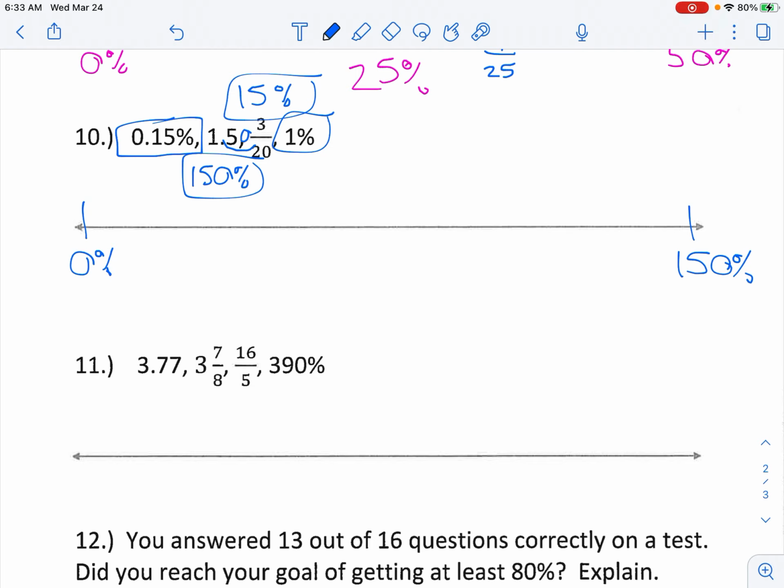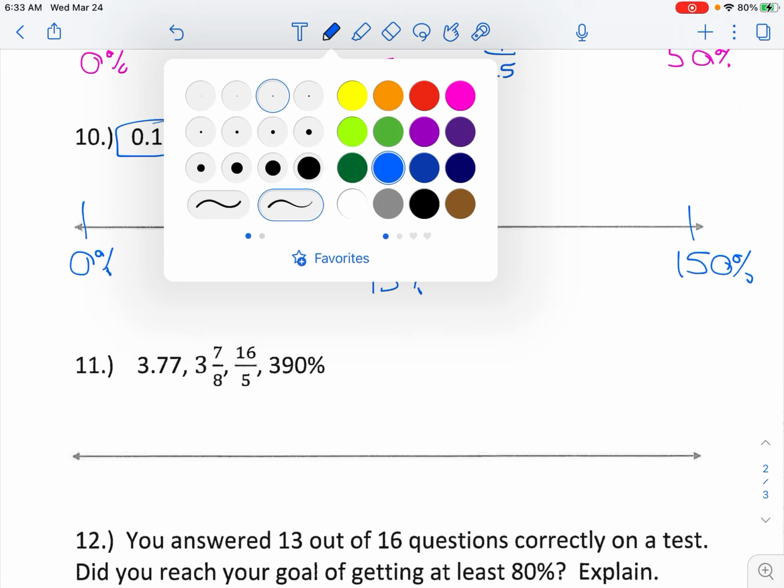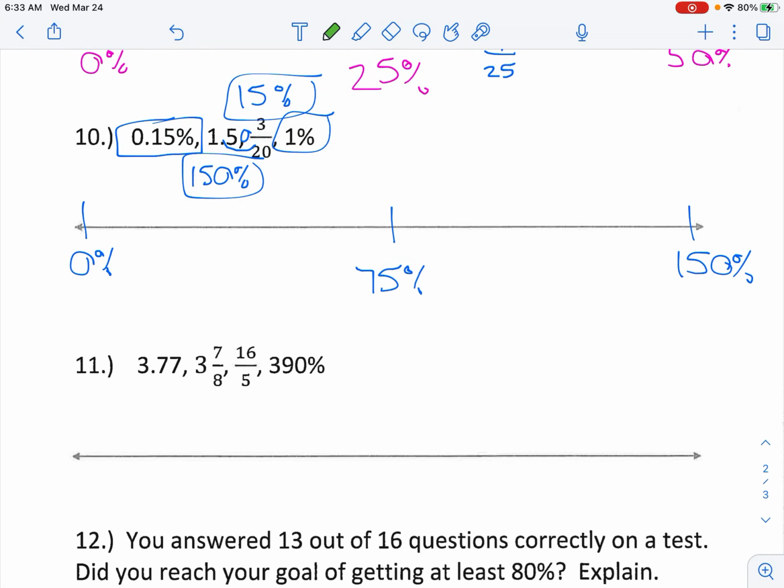So I'm going to put 0% to the far left and 150% to the far right. All right, so 150 divided by 2 is 75. So I'm going to put 75% in the middle. Now, think about 0.15%. 0.15% is less than 1%. So if it's less than 1%, it's going to be sitting right beside that zero, as close as I can possibly get it, right there. So I'm going to label that as my 0 and 0.15%. My 150%, or my 1 5/10, would go right above, because those two numbers are equal.